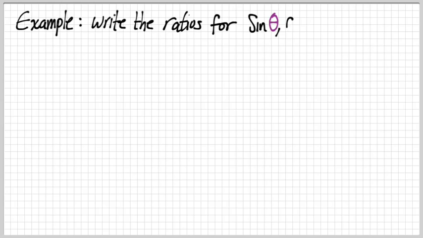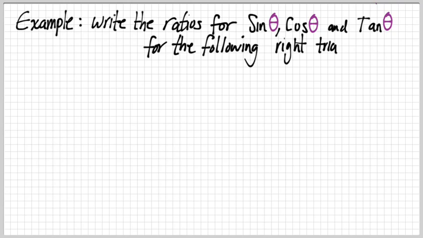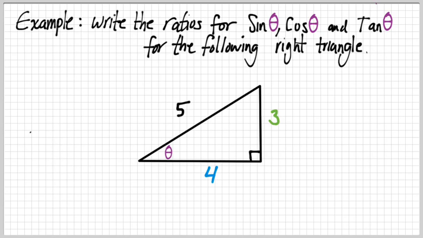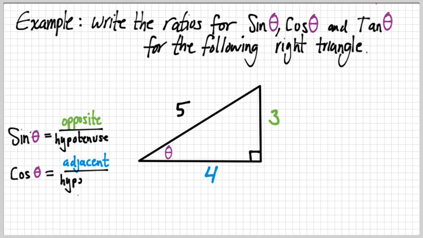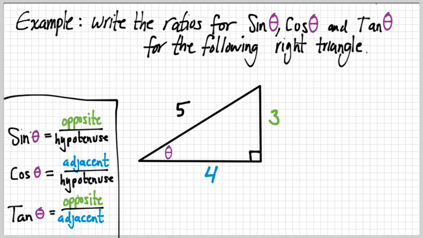So let's look at a really easy example. All we want to do is write the ratios for sine theta, cosine theta, and tangent theta for this right triangle here. Okay, and it's got some sides labeled. I'm just going to copy in quickly our little guide from the previous page. So SOHCAHTOA, sine, cosine, tangent, and the ratios. Okay, so we want to write sine of theta, which is opposite over hypotenuse. So the opposite side is a length of 3, and the hypotenuse is a length of 5, so 3 over 5. Okay, it's as easy as that.